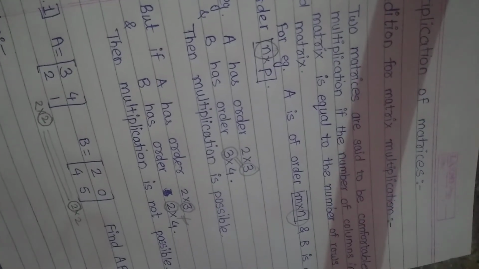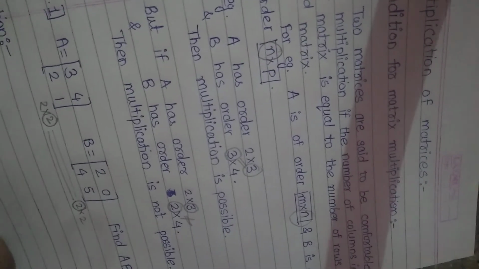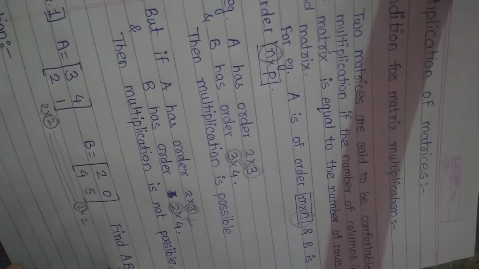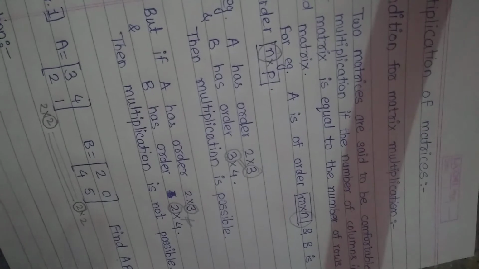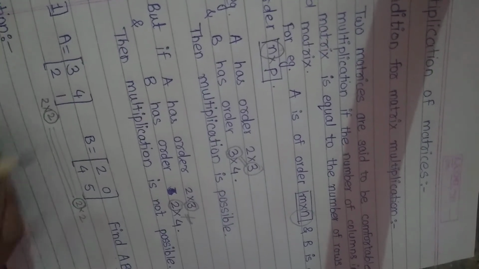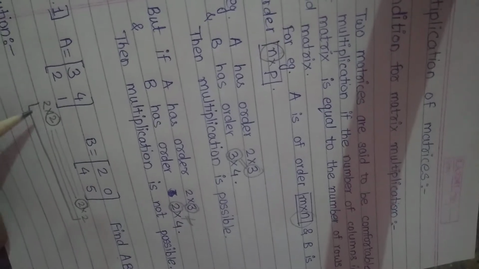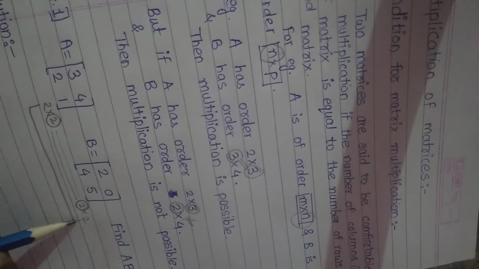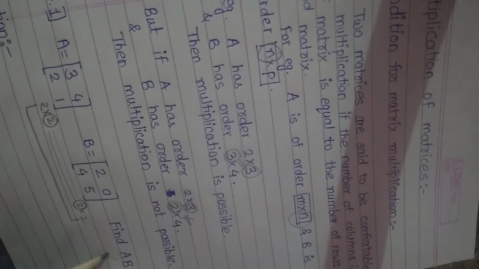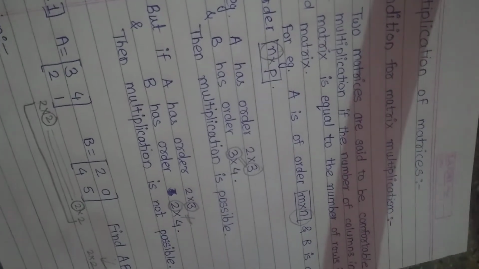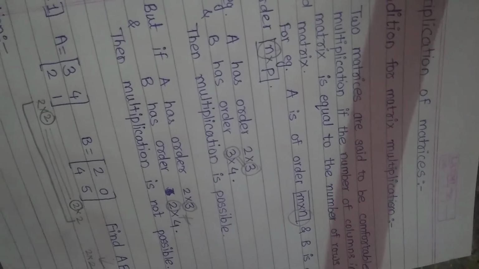What is the order of the new matrix? When we find the matrix AB, very first you have to write the order of AB, and the order of AB is 2 by 2. So from here you can get the order of this matrix. First we calculate AB, then later on we will see BA.